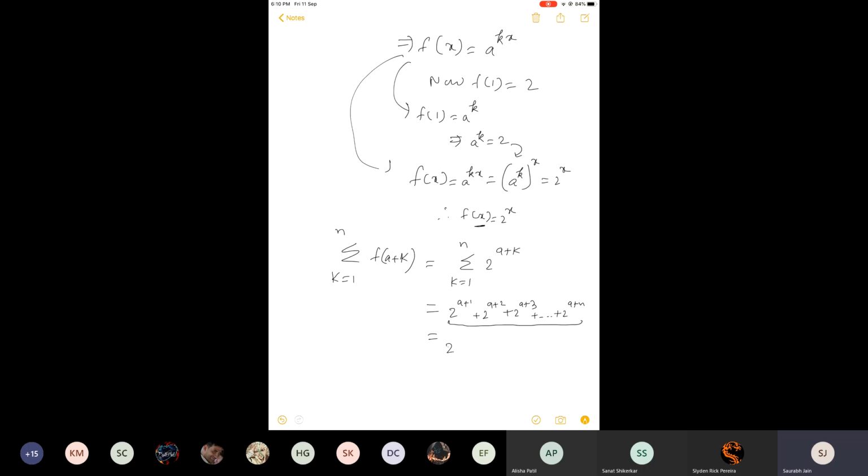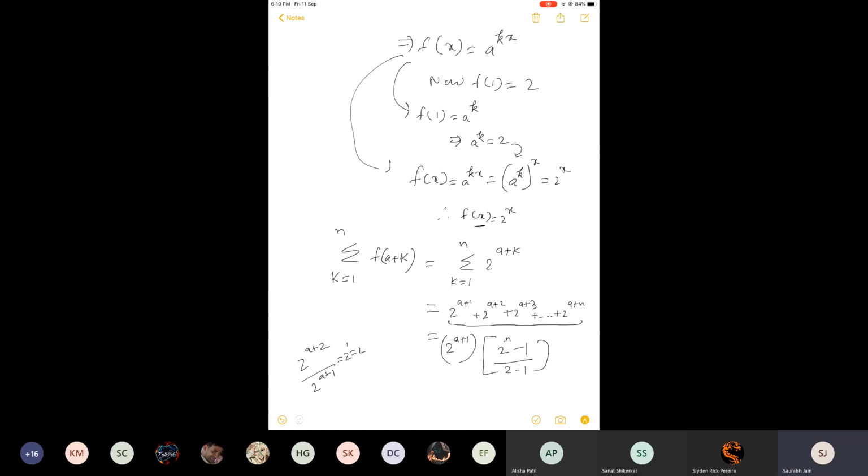So the formula is first term into common ratio. For the common ratio, you will have to divide a successor by the predecessor and it will be 2 to the power 1, that is 2. This is the way to find the common ratio. So the formula for the sum of a GP is a into r to the power n minus 1 upon r minus 1. In place of a, it is 2 to the power a plus 1 here. Number of terms are n.